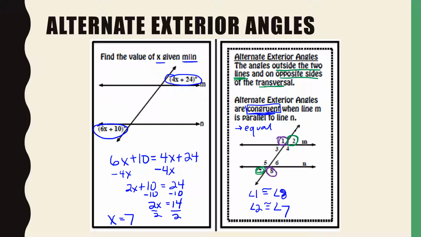Now again, is this the only thing we were trying to find? Are we trying to find an angle measure? Nope, in this example, it just has me find x, which is 7. So my example then would be complete.